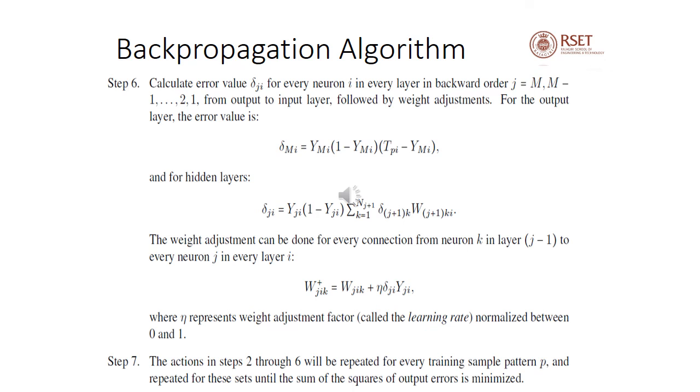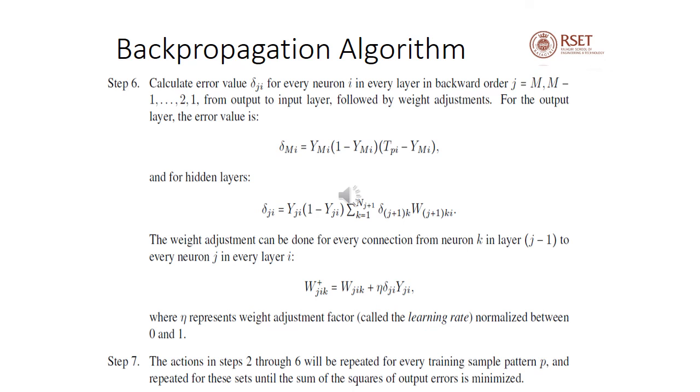Let's see step 6. Here we have to calculate the error value for every neuron i in every layer in backward order. For the output layer, the error value delta mi is equal to ymi into (1 minus ymi) into (tpi minus ymi). And for the hidden layer, delta ji is equal to yji into (1 minus yji) into sigma k equal to 1 to nj plus 1 of delta j plus 1 k into w of j plus 1 ki.